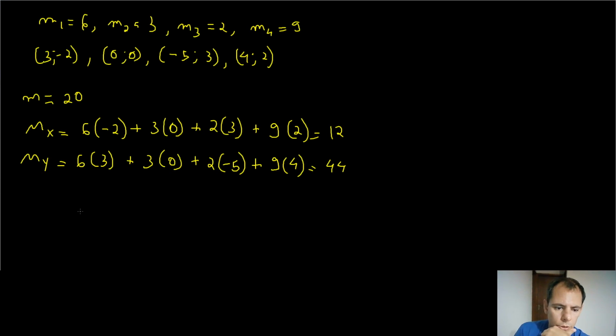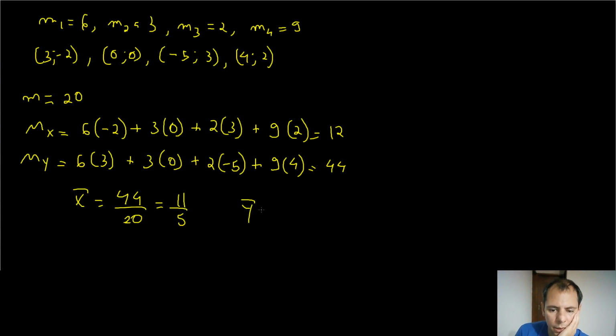All right. So if you want to know x bar, which is the x center of mass, it'll be the moment about the y-axis divided by the total mass. So it'll be 44 divided by 20. You can divide this by 4 only, so it's 11 over 5.